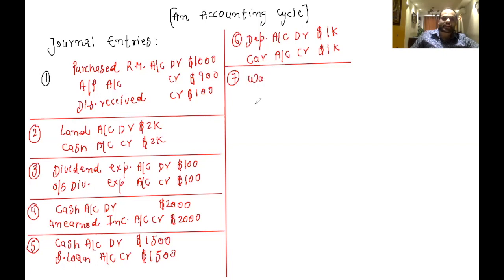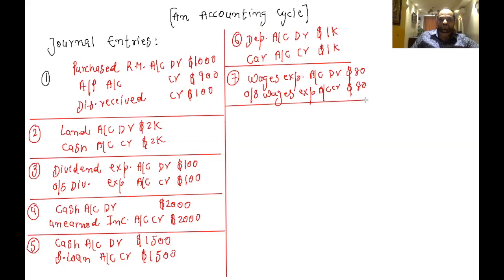This is the same as dividend, right? So wages expense account, debit, which is 80, and outstanding wages expense account, credit, which is also 80. Okay.